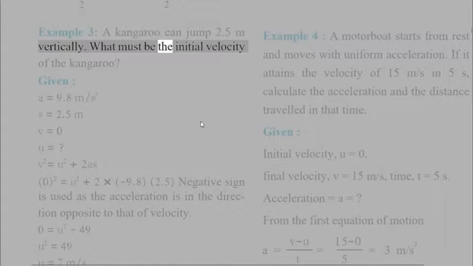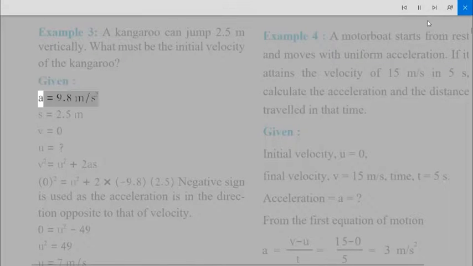Example 3. A kangaroo can jump 2.5 m vertically. What must be the initial velocity of the kangaroo? Given, a equals 9.8.